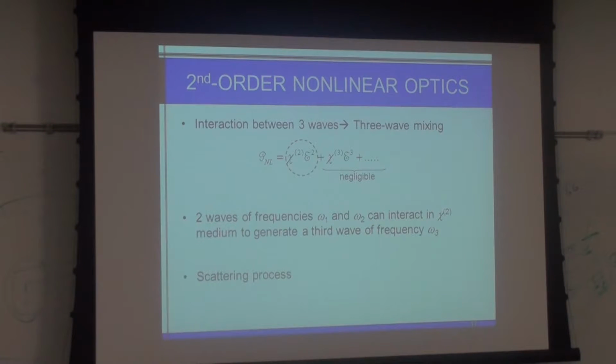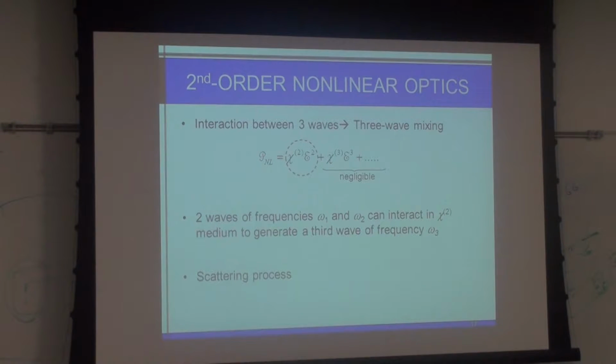So we're interested in second order nonlinear optics because we're focusing on second harmonic generation. It's a second order process, but it's actually called 3-wave mixing because you have the pump wave as well as the generated wave that participate in this. And 2 waves of frequency omega 1 and omega 2 can interact in the Chi2 system to generate a 3rd wave or a 3rd frequency.